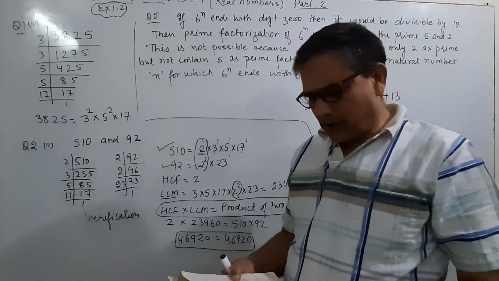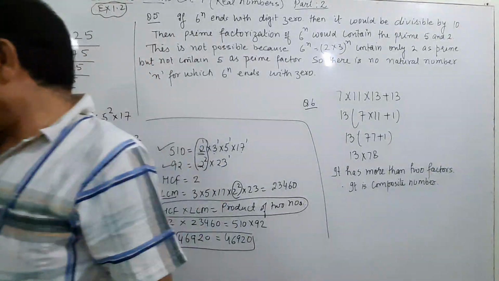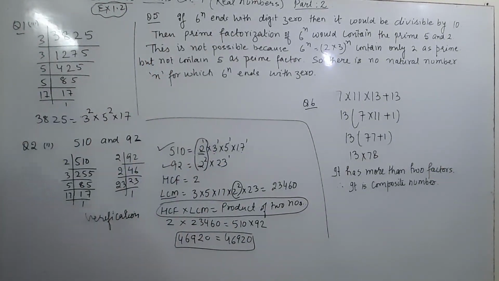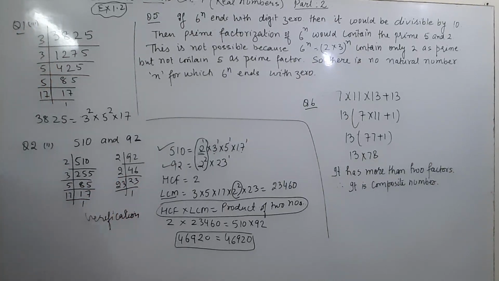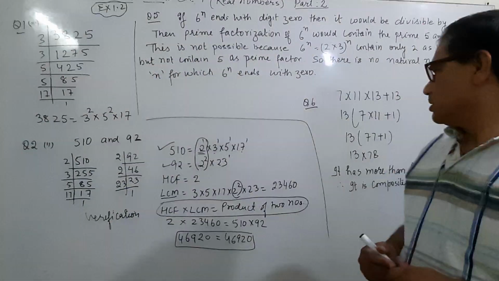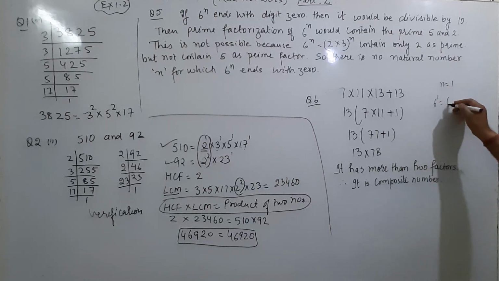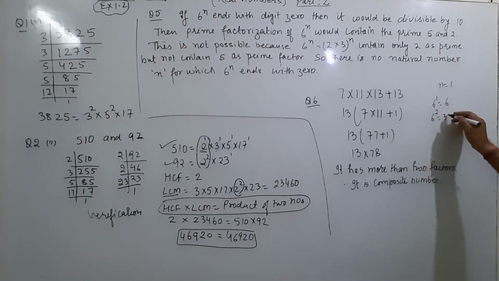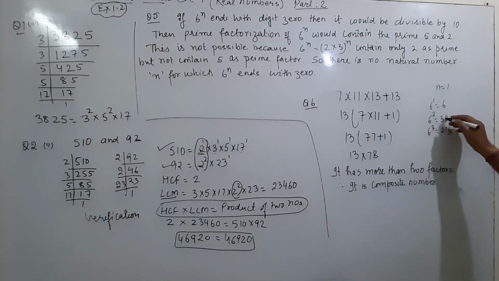Question number 5. Check whether 6 power n ends with the digit 0 for any natural number n. Fifth question: 6 power n, for any natural number. We will write n equal to 1: 6 power 1 is equal to 6, 6 power 2 is equal to 36, 6 power 3 is equal to 216. It never ends with 0.